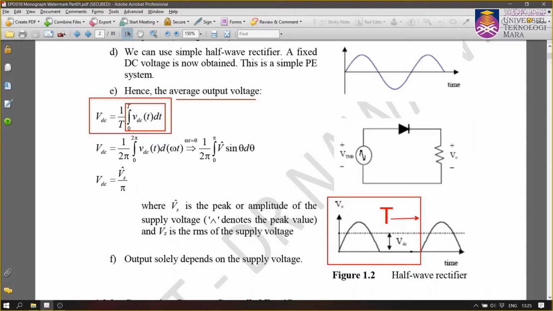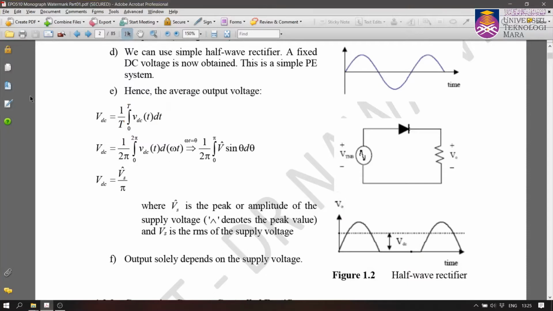This is T, from there to there, this is your period, and integrate that. V_DC(t) is the equation for the waveform, and you divide by the period, 1 over T, so that will give you the average value. So integration is actually the area under the curve, isn't it? So when you look at the waveform again, convert that into radian, 1 over 2 pi.